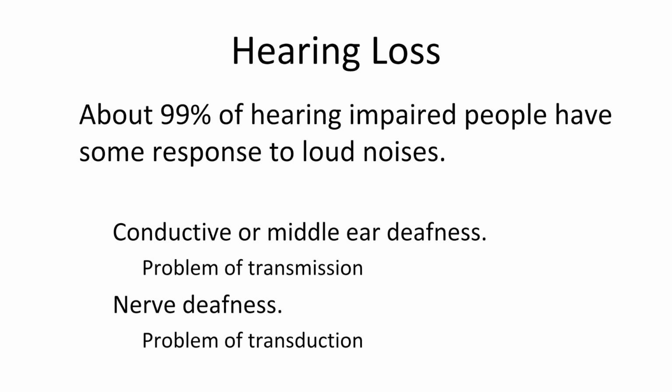It's important to note that about 99% of people who have some kind of hearing impairment do have a response to even loud noises. So even people who might describe themselves as legally deaf probably have some response to very loud noises, meaning a neural response. This distinction is important because it is most often the case that deafness is caused by some kind of a conductive or middle ear deafness. That is a problem of the transmission of the compressions of air from the tympanic membrane to the oval window. Nerve deafness is what's caused when you have damage to the cochlea, and this is a problem of actually transducing those compressions into neural impulses.